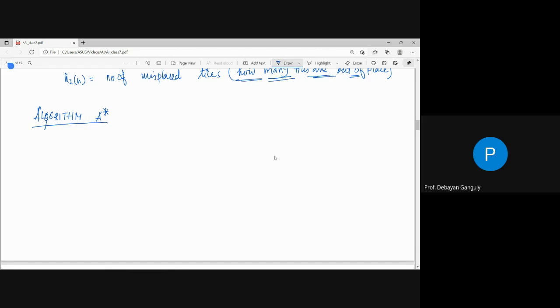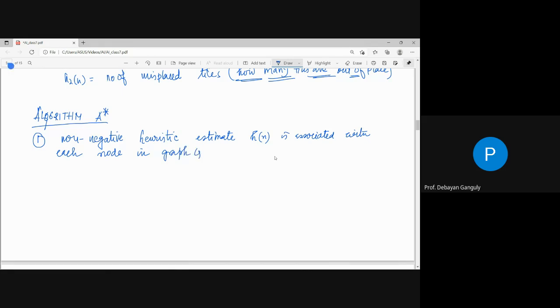Right? So here we need to assume some things. What do we need to assume? A non-negative heuristic estimate, that means non-negative heuristic estimate, h(n), is associated with each node in graph G, where h(n) is the estimate of the cost of a minimal cost path from n to the goal node.